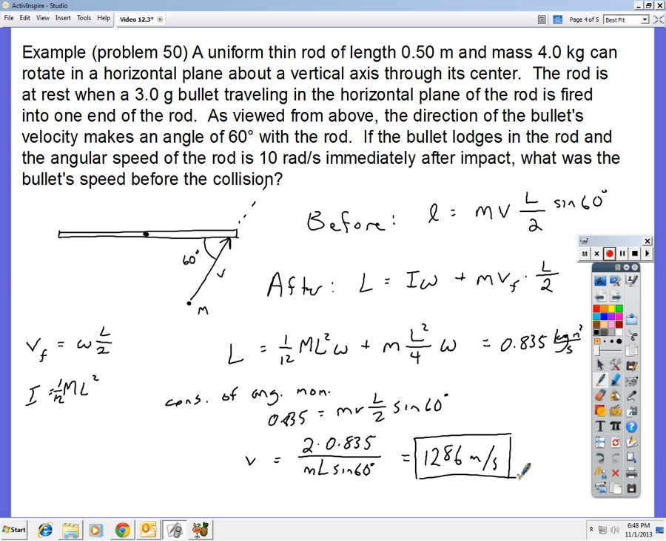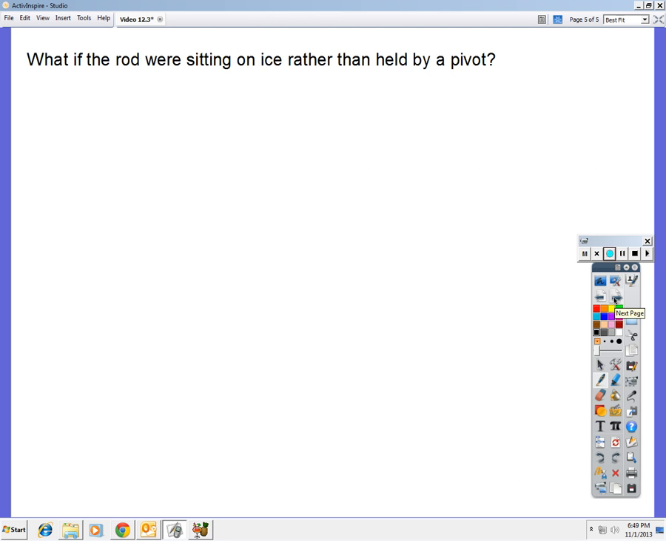Now that problem, although I told you it was nasty, is not actually that bad. It looks scary because conservation of angular momentum is a new topic, but it really wasn't that bad. Now what will make this more complicated is, let's say the rod were sitting on ice rather than held by a pivot. Now that's very interesting because now there's no longer a pivot. So the bullet comes in, hits the stick, and the stick does start rotating just like before. If there's no pivot pin in here, there's no torque.